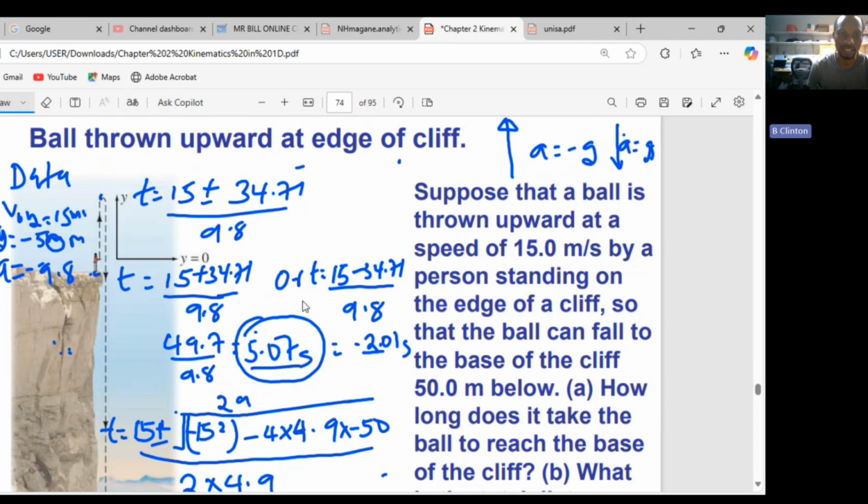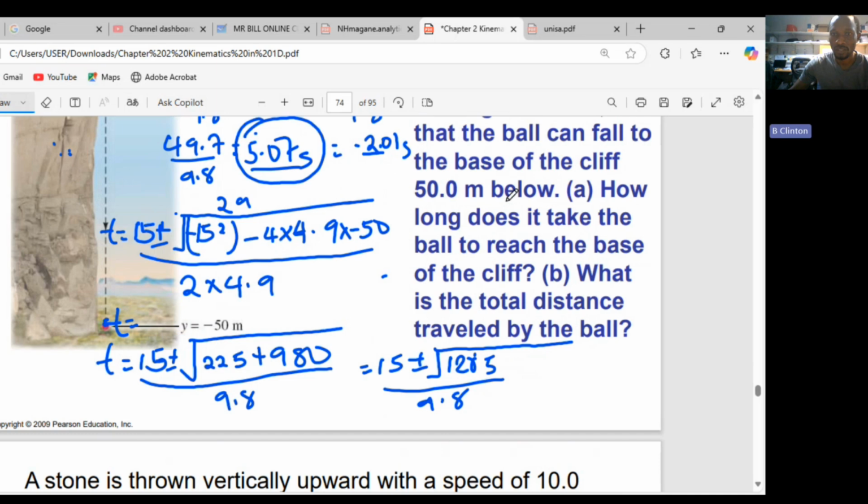So it means that it took this ball 5.07 seconds to travel from this point until it reaches a maximum height, and then went down until the base of the cliff. Once we apply that, we can proceed and calculate part B, and part B says: what is the total distance traveled by the ball?